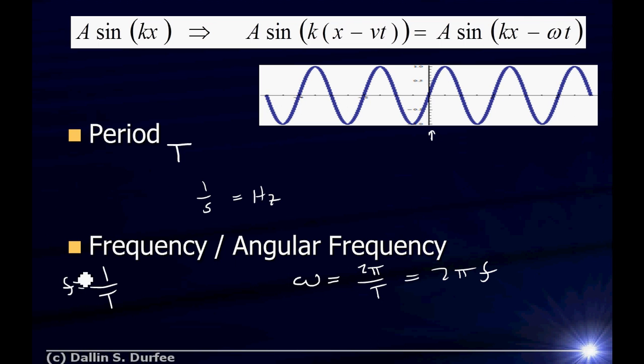So it takes 1 cycle to do 1 cycle, so the frequency is in cycles per second, but it takes 2 pi radians to do 1 cycle. The angular frequency, omega, is in terms of radians per second.